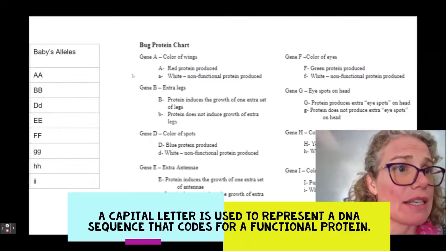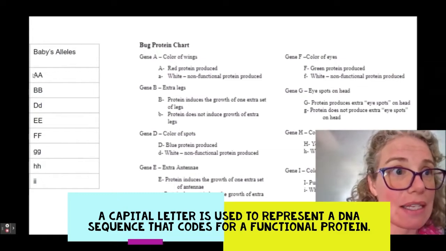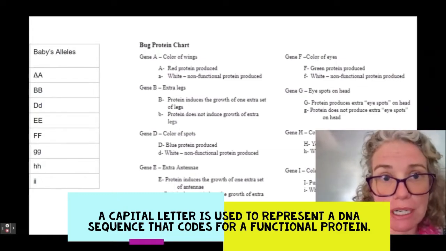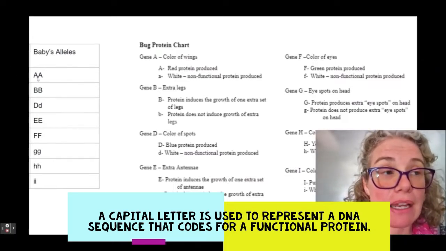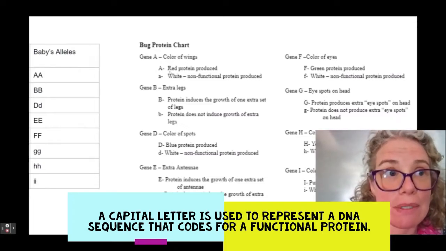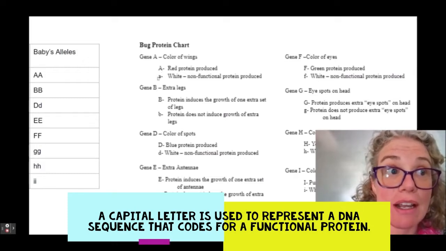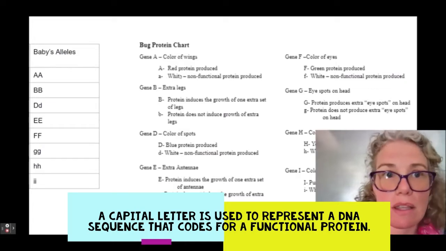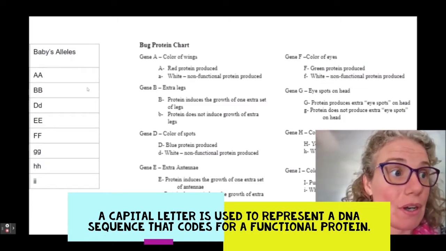What I have done is that for each time there's a capital letter, what we are indicating is that there is a functional protein produced. So, for example, since the baby had a capital A for color of wings, that means that baby was able to produce a red protein. And so the baby will be red, okay? If the baby had only inherited little case a's, that means that baby would be white in color because the protein was broken. So there would be no red coloring produced, okay?